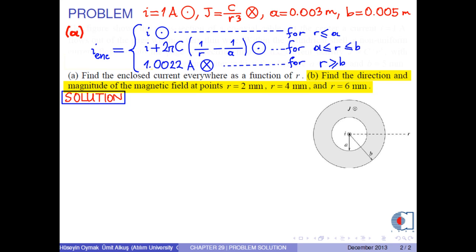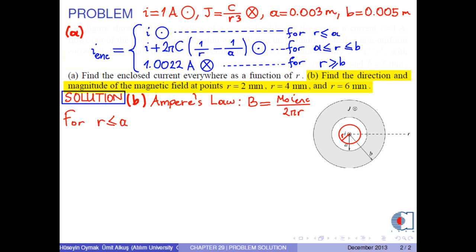B. Find the direction and magnitude of the magnetic fields at points r equals 2 mm, 4 mm, and 6 mm. In this example, the current is distributed cylindrically symmetric. Therefore, we use Ampere's law for the magnetic field. B equals mu0 times I enclosed over 2 pi r. For r less than a, that is inside the shell, the enclosed current is I, which is out of the screen. Therefore, B equals mu0 times I over 2 pi r.